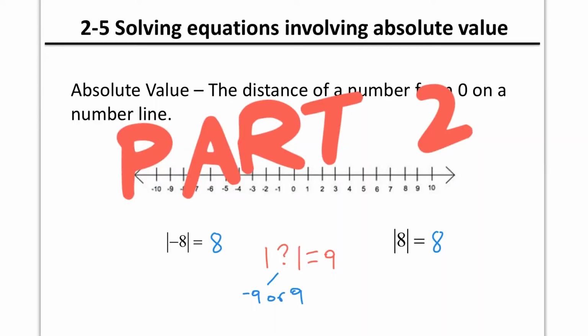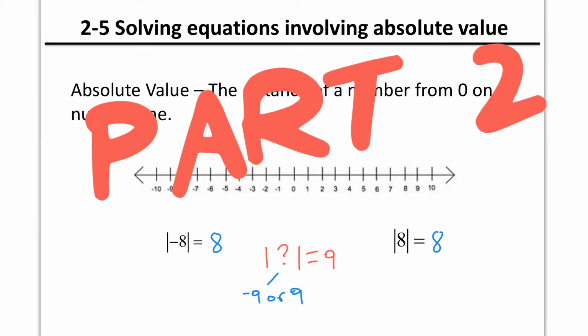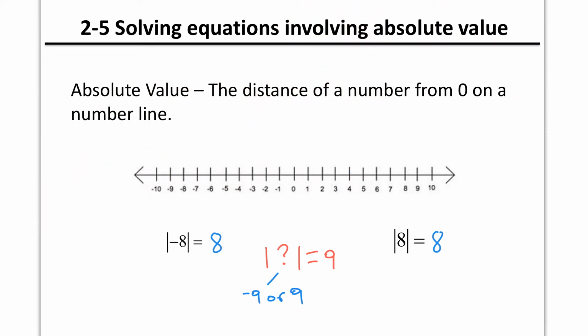Hey, what's up guys? This is the second part of the lesson 2.5, solving equations involving absolute values. So once again, part 2. In the last video, I showed you guys what an absolute value is when you look at the number line. So we know that the absolute value of -8 is +8 and the absolute value of +8 is +8, because it's the distance from 0 on the number line to the specific number inside of the absolute value.